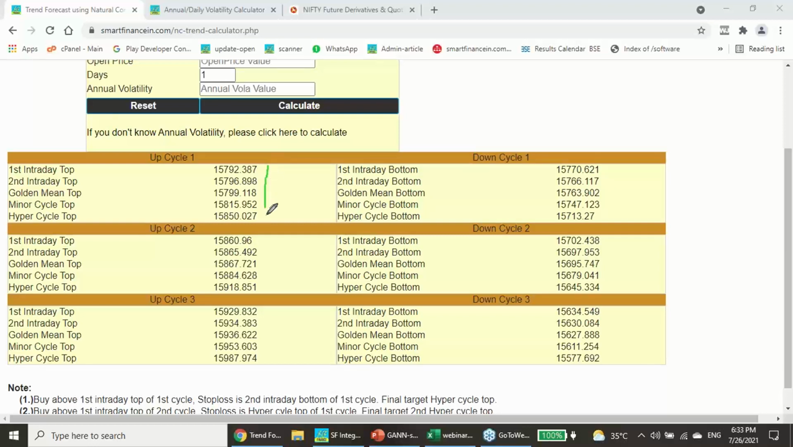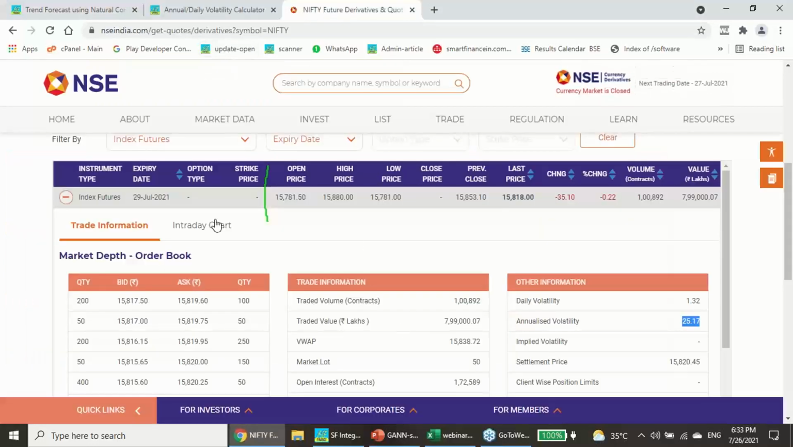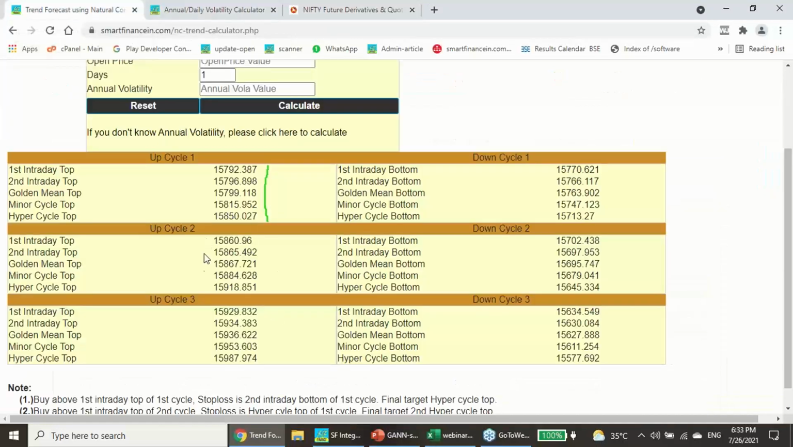So you got these levels today. Just compare with today's happening. What happened today? This is the opening. The high price is showing us 15,880. The closing, or the last traded price, is shown here as 15,880. So just compare it with our calculations here.